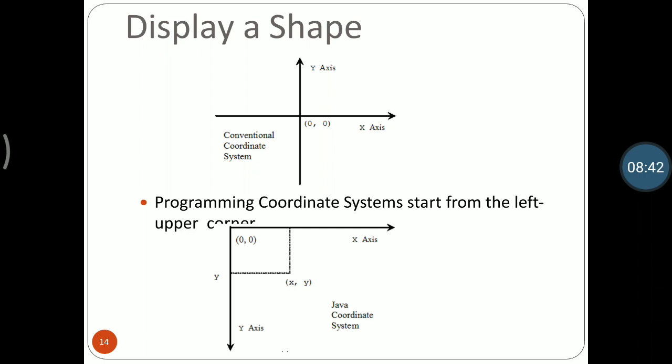For displaying shapes on our screen, we must have knowledge of the coordinate system. In the upper figure, we can see a conventional coordinate system that divides the screen into four parts. But the Java coordinate system uses only the lower right part of that conventional coordinate system. Here X and Y will give a point on the screen which is a part of the Java coordinate system.